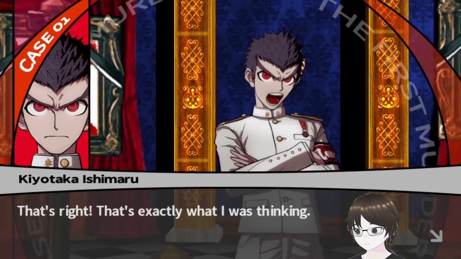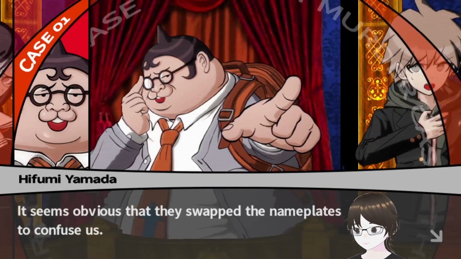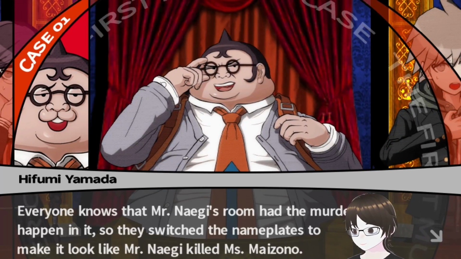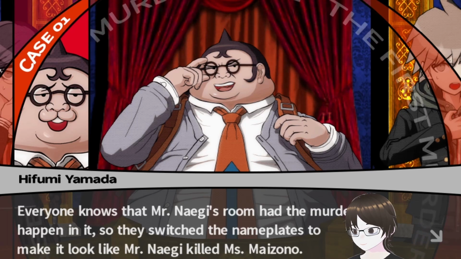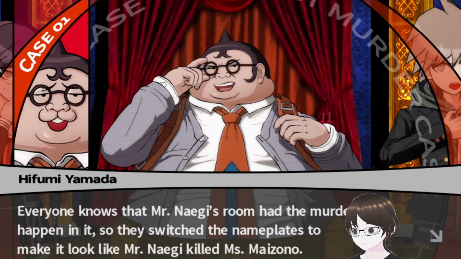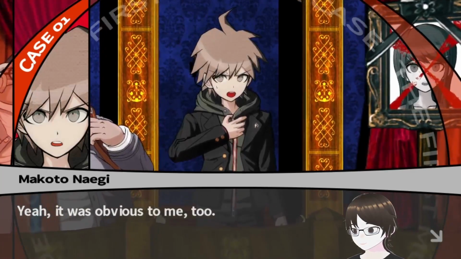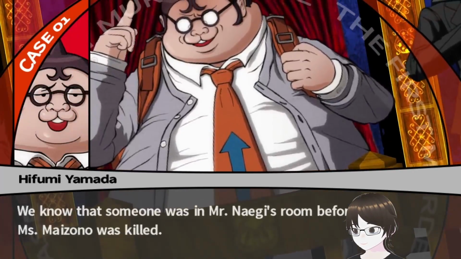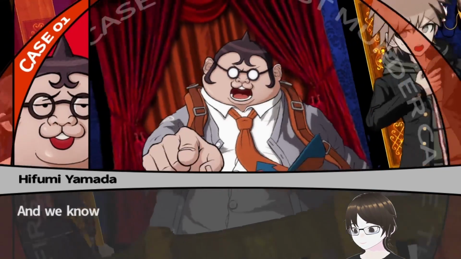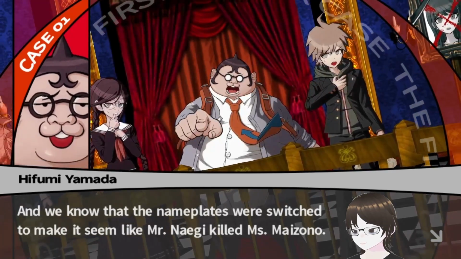That's right. That's exactly what I was thinking. It seems obvious that they swapped the nameplates to confuse us. I think so. Everyone knows that Mr. Naege's room had the murder happen in it, so they switched the nameplates to make it look like Mr. Naege killed Miss Maizono. Yeah. Okay, I agree with Hifumi here for sure. Yay, it was obvious to me too. We know that someone was in Mr. Naege's room before Miss Maizono was killed. And we know that the nameplates were switched to make it seem like Mr. Naege killed Miss Maizono. True.